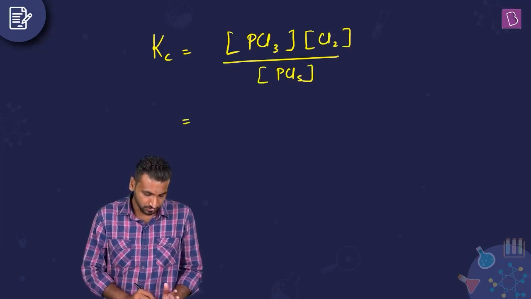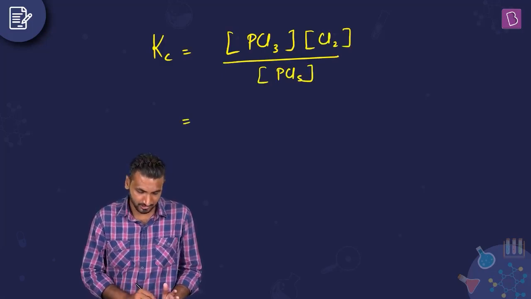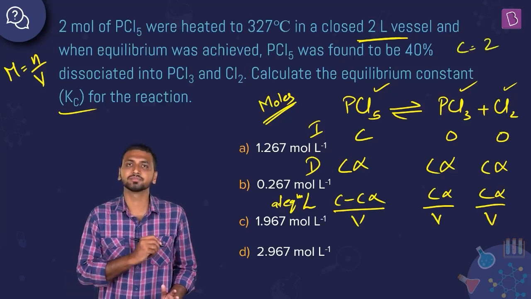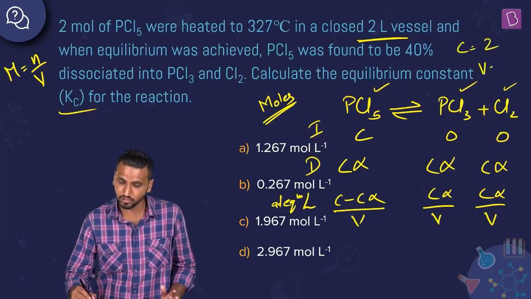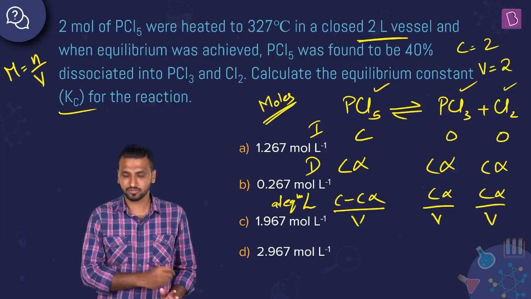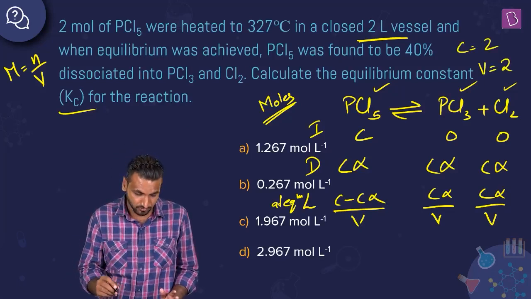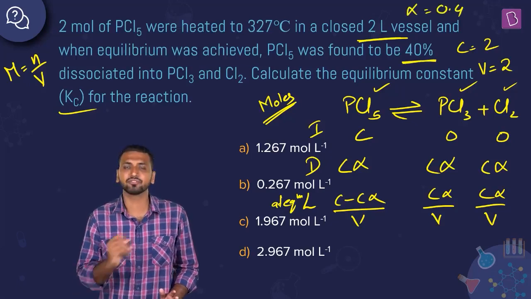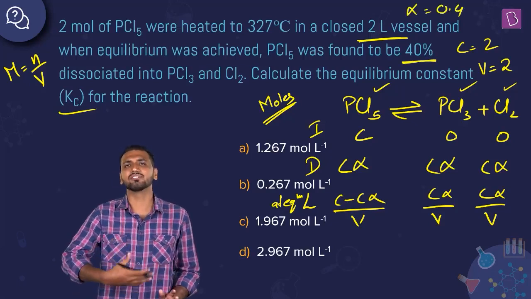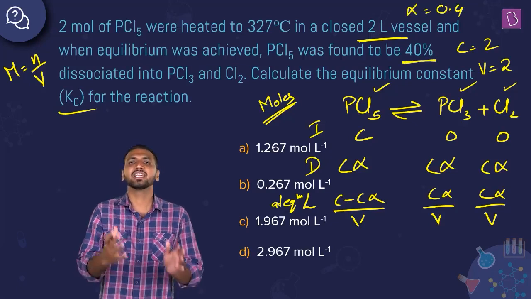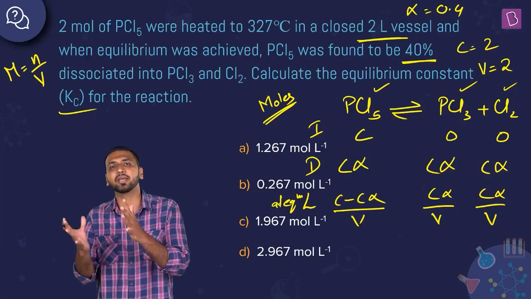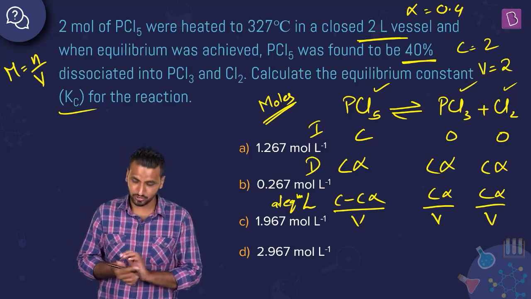Okay, cool. So if I just see that the value of C given is 2 moles, the value of volume given is 2 liter, and the alpha is 40%, right? Your alpha is 40%, so alpha will become 0.4. In terms of fraction, it will be 0.4. In terms of percentage, when you calculate it out of 100, that becomes 40%, right? Cool. So let's put the value.